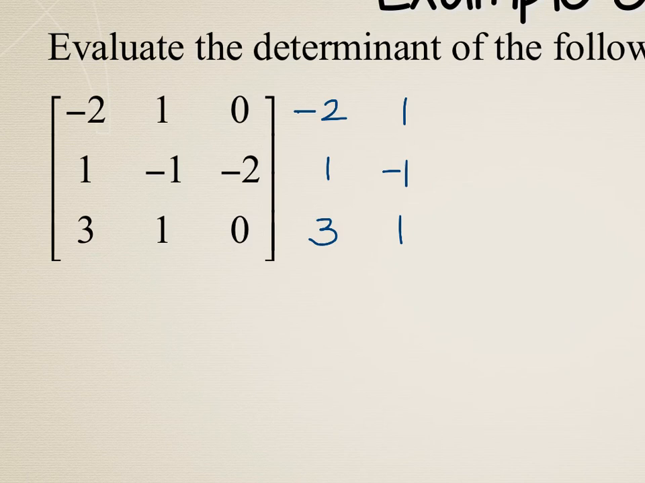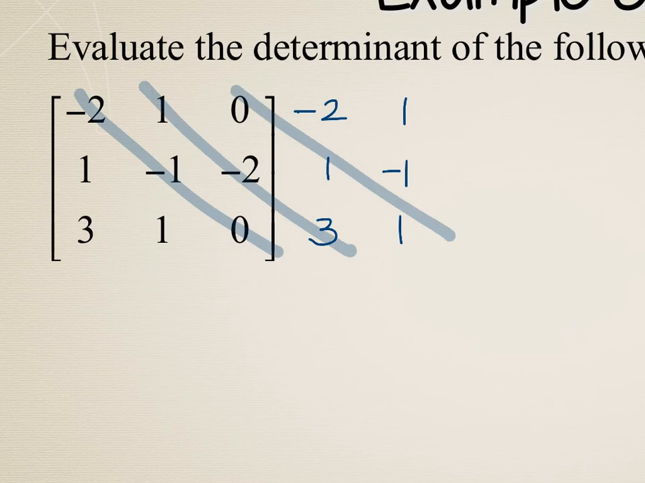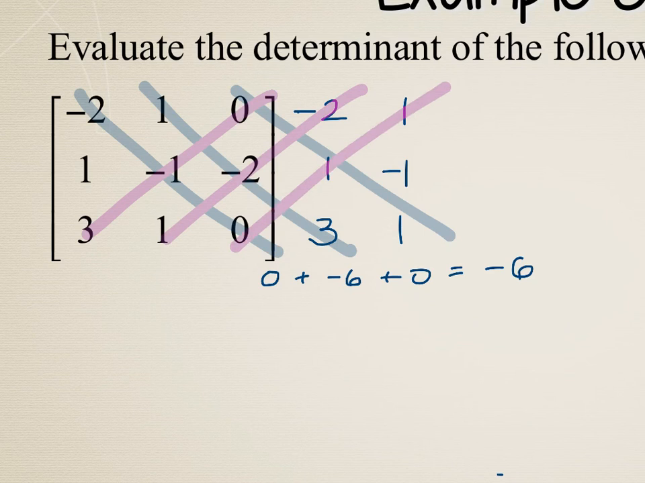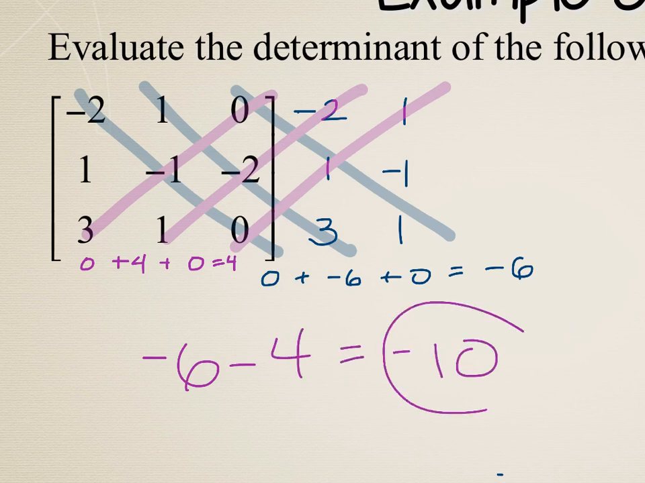Going top left, bottom right. So 2 times -1 times 0 is 0. 1 times -2, -2 times 3, -6. 0 times 1 times 1, 0. Add those up, -6. Go back the other way. 0 times -1 times 3, 0. -2 times -2 is 4 times 1 is 4. 1 times 1 times 0 is 0. Add those up, and I get 4. And then I do the first diagonals, -6, minus the second diagonals, 4, and I get -10.